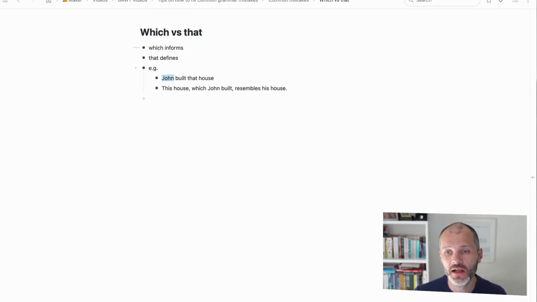So here's an example. "John built that house." In this case, if I were to remove the word "house," the sentence would be hard to read and wouldn't make sense. Now, the example that I have below reads as "This house, which John built, resembles his house." In this case, it's a piece of extra information, but if I remove it, the sentence is still grammatically correct. So use this shorthand for "which informs" and "that defines" the next time you're reviewing your work.